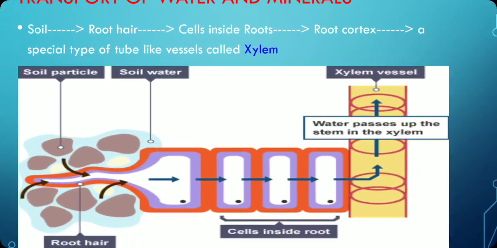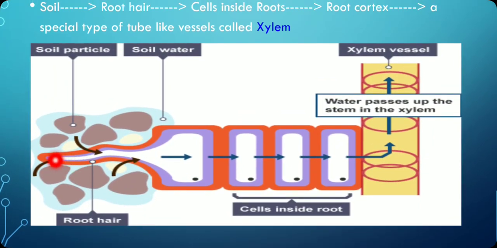Students, you know how water is transported in plants. This picture, I think you remember: from the soil there is a film of water near the root hair. The root hair absorbs water, and along with it mineral ions are also diffused. Through the root hair it reaches nearby cells, the root cells, the root cortex, and then finally it reaches the xylem vessels.